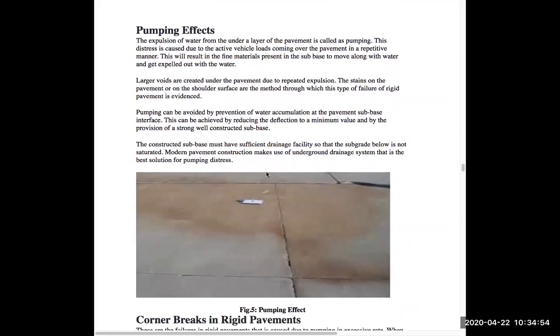Mud pumping. Mud pumping is the most dangerous failure found in a rigid pavement. How we can detect mud pumping is, you can find the stains on the CC slab panel. You find these mud water stains. So this is caused because of mud pumping.